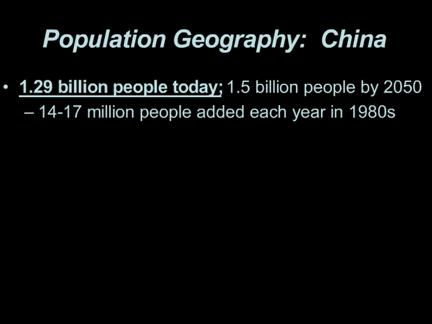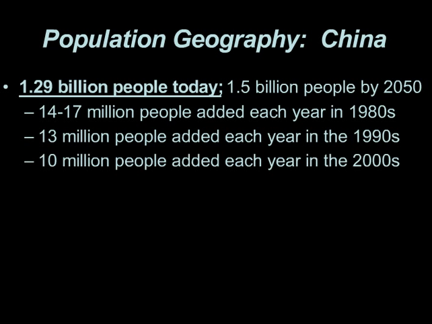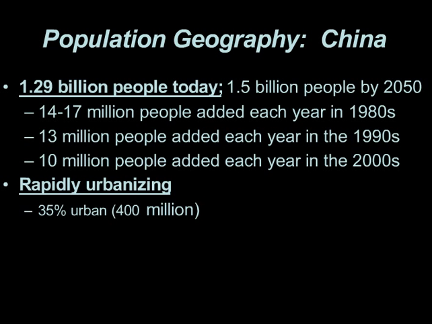Some key stats about China, population-wise: 1.29 billion people today. By 2050, that should be about 1.5 billion, so a stabilizing of the population looks pretty evident. In the 1980s, there were 14 to 17 million people added each year, and this has definitely gone down quite considerably. We'll look at why this is the case in a future slide.